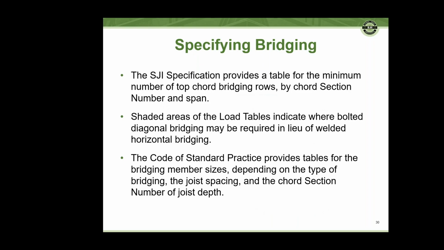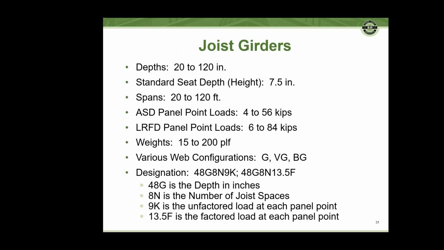A few notes about bridging. The SJI specification provides a table for the minimum number of top chord bridging rows, and that's keyed by the chord section number and the span. There are shaded areas of the load tables, and that's an indication where bolted diagonal bridging would be required in lieu of welded horizontal bridging, and that's to meet stability and OSHA requirements. And then the Code of Standard Practice is where we provide tables for the actual bridging member sizes, and the variables there are the type of bridging, the joist spacing, and the chord section number, and the joist depth.